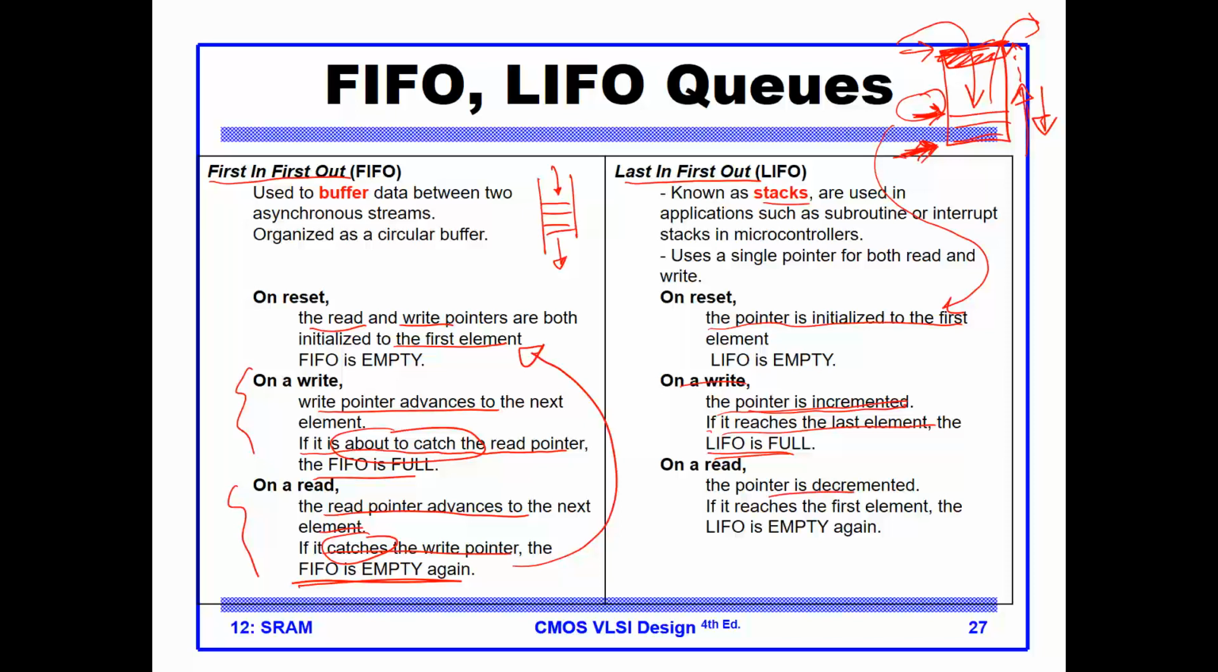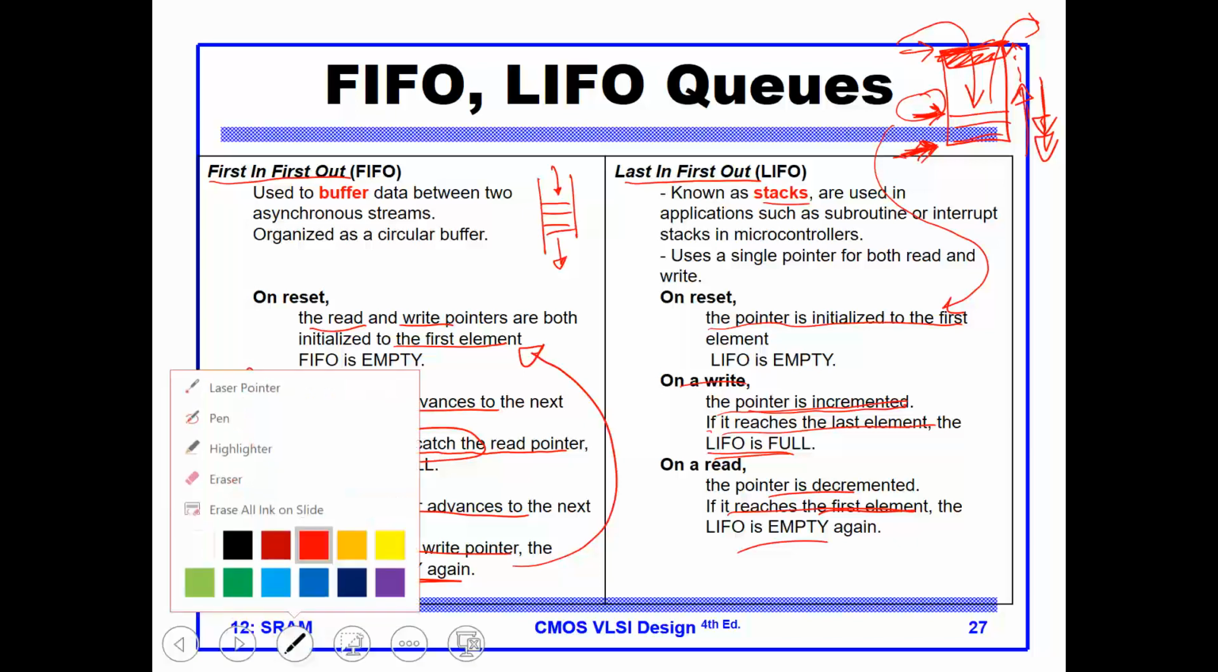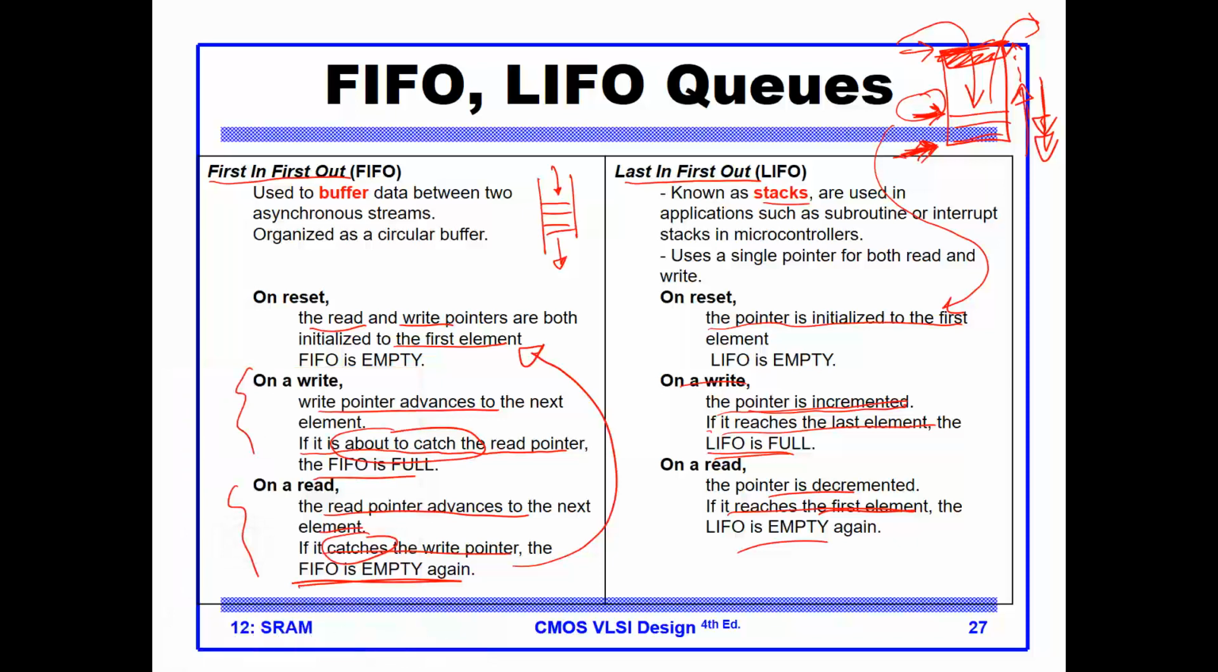On the read, the pointer is decremented, sent to the bottom, and if it reaches the first element, then it's empty. He's referring here to these elements; you will see different notation, where this is the last element and this is the first element in the memory. Different textbooks use different notation, but it is basically moving this top of the stack up and down: up on writes, down on reads.